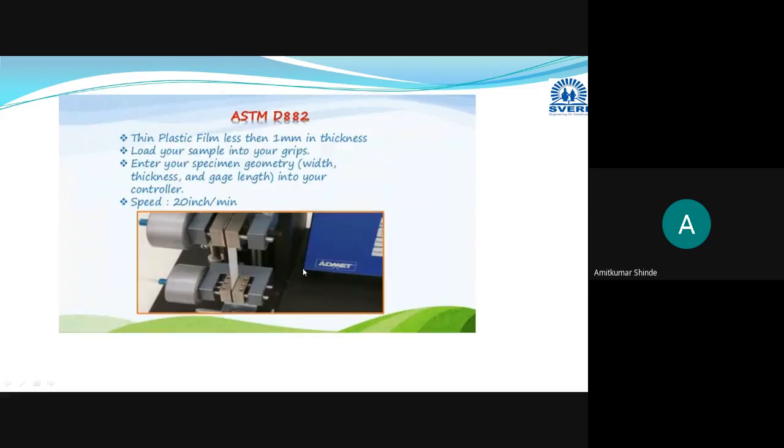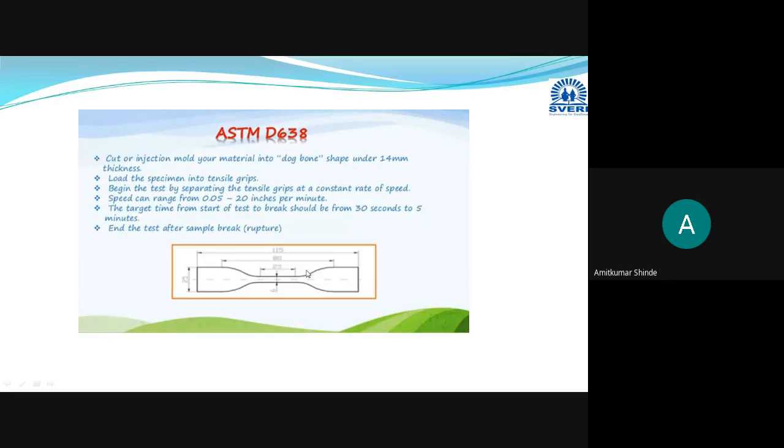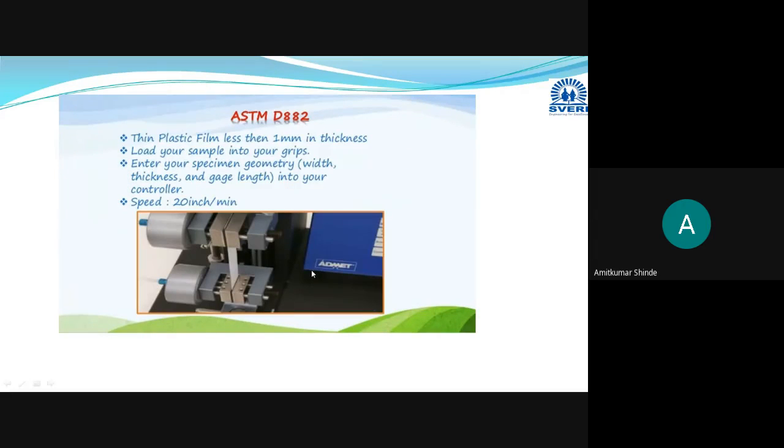Now here, one more tensile testing I have collected for very thin plastics, having dimensions or thickness less than 1 millimeter. For them, this automated tensile machine is there. These new machines are available in the market nowadays that you can use, and these will come under this ASTM D882.